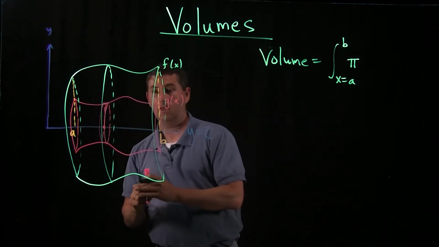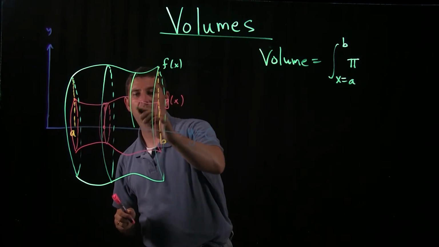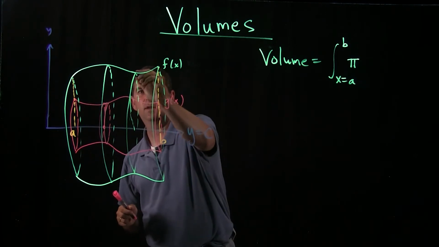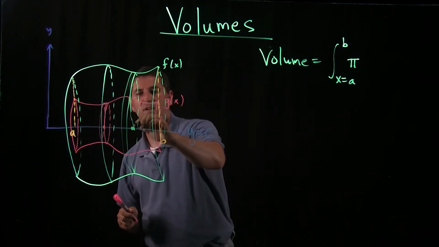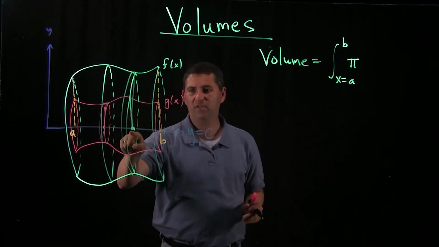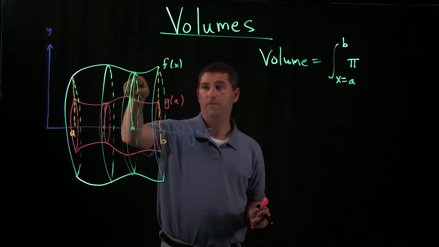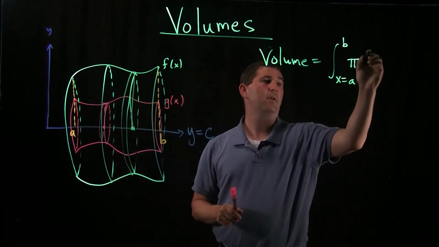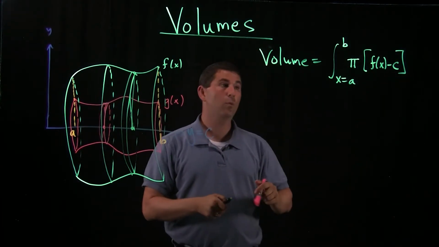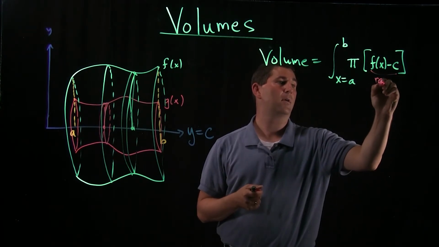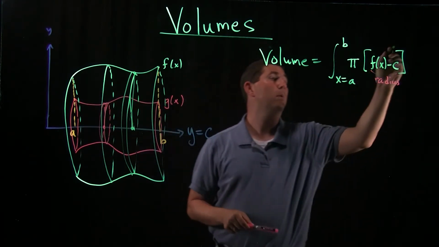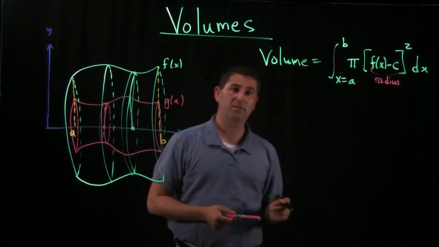But now, if I want to know, so let's draw a nice cylinder in here. There's our cylinder. If I want to know the distance between the axis of rotation and the function, well, the axis is now c instead of 0. The function is still f of x, and so the difference is f of x minus c. That's the radius of my cylinder. Of course, I can't just write the radius, I have to square it also. So we get a square here, and we still have dx.